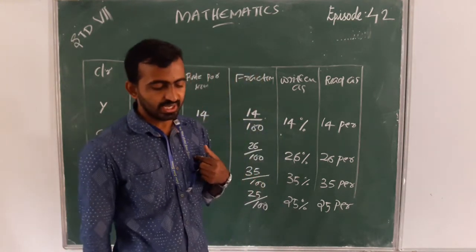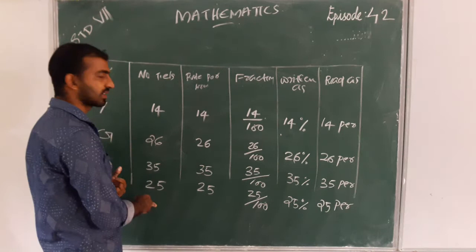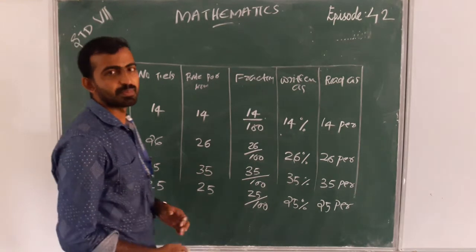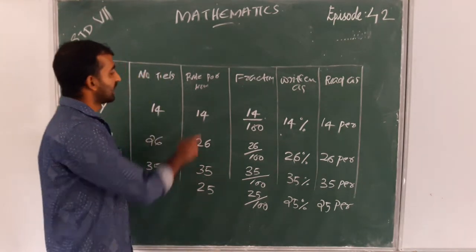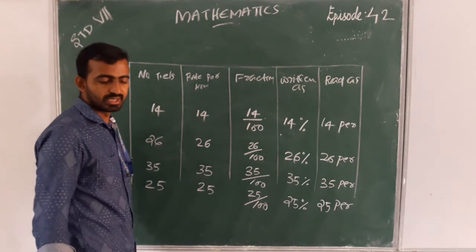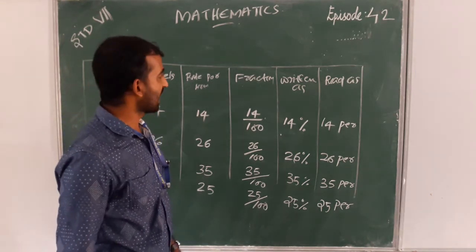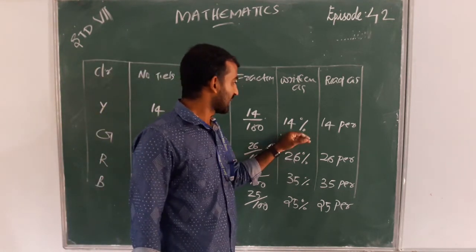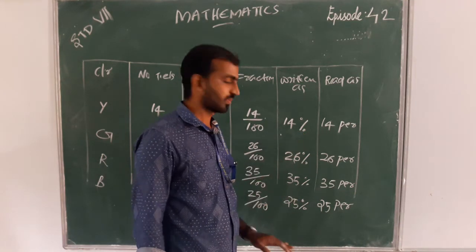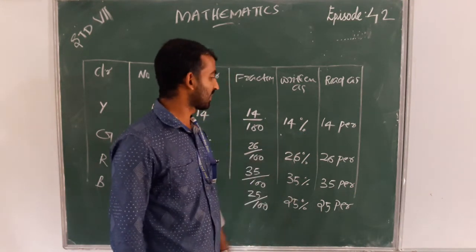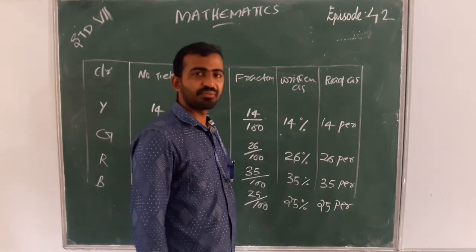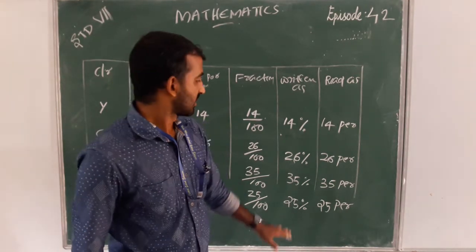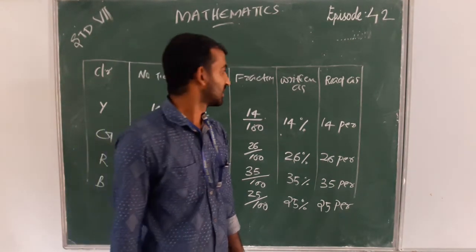When we add these, we get 100. 14, 26, 35, 25: the sum is 100. Here also we get 100. When we add the fractions, we also get 100 by 100, and the percentage sum is also 100. That is, 14 plus 26 plus 35 plus 25 is 100.